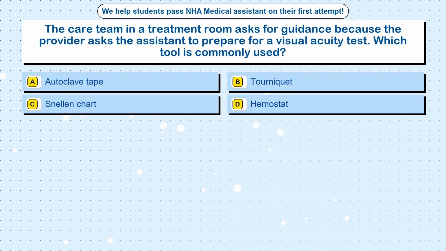Question 31. The care team in a treatment room asks for guidance because the provider asks the assistant to prepare for a visual acuity test. Which tool is commonly used? Option A, autoclave tape. Option B, tourniquet. Option C, Snellen chart. Option D, hemostat.